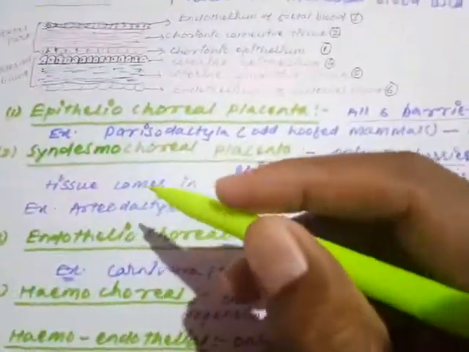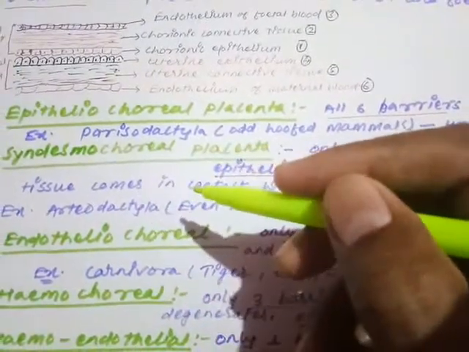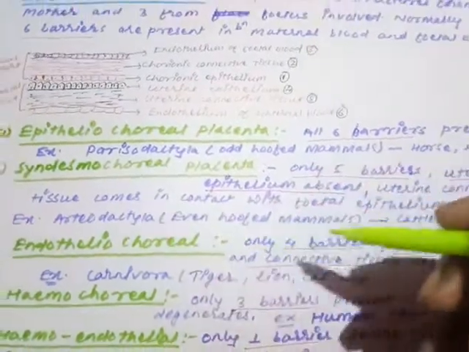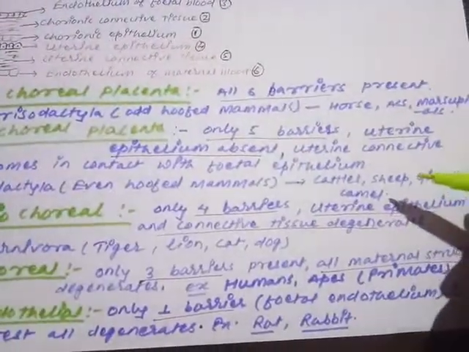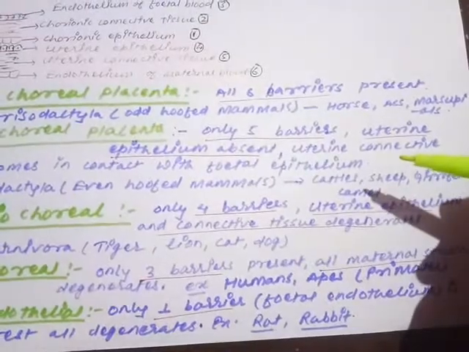Next is the next type of placenta based on structure, that is syndesmochorial placenta. Syndesmo means the connective tissue. So syndesmochorial placenta में क्या होता है? Only 5 barriers are present. और 5 barrier present होंगे तो degeneration chorionic part से शुरू नहीं होगा. Degeneration will start from the uterine part only.